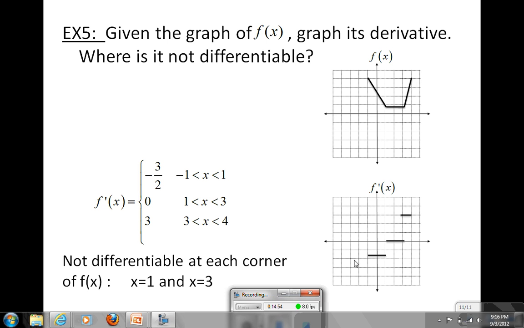So I went ahead and drew my picture of my derivative. And at 1 and 3, the derivative does not exist.